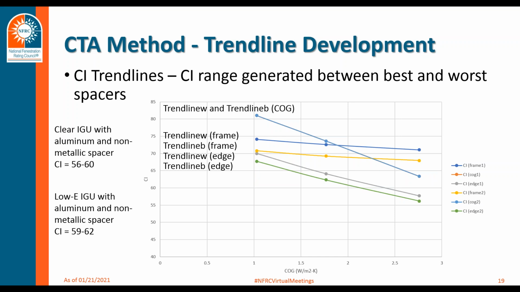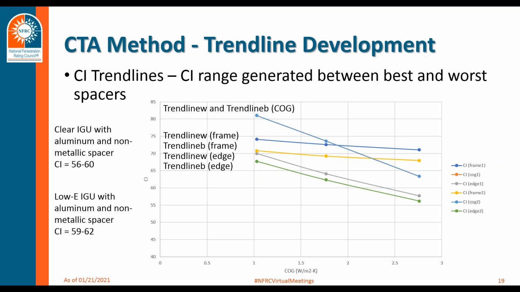The commercial technical task group is currently working on the specific criteria for the condensation index, but as an option, this could be to generate a CI range, and that would be based off using the best and worst case spacer when multiple spacers are used in the manufacturer's product matrix.